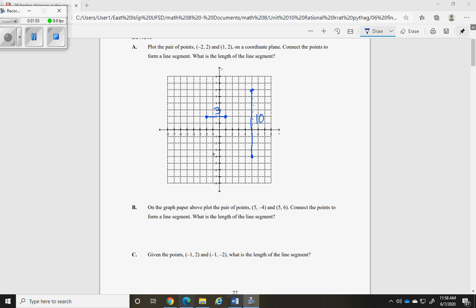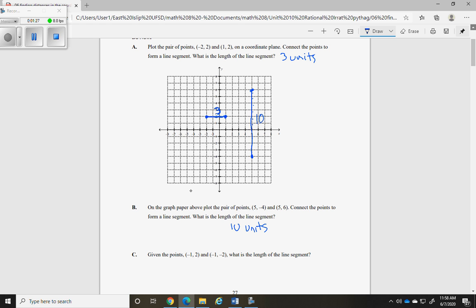So these are the answers to part A and B. Part A was this horizontal line here. I just plotted the points and counted how many boxes long it is. It's 3 boxes long, so the length of this line segment is 3 units. And then part B, when I connected and counted the boxes, it was 10 boxes long, so the length is 10 units.